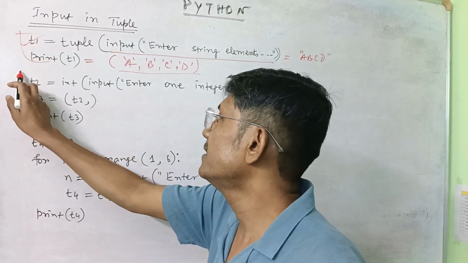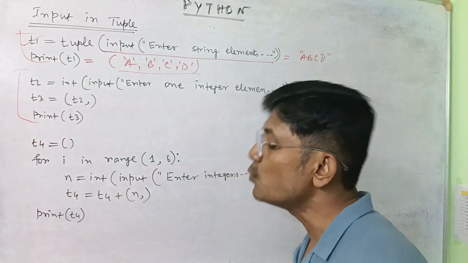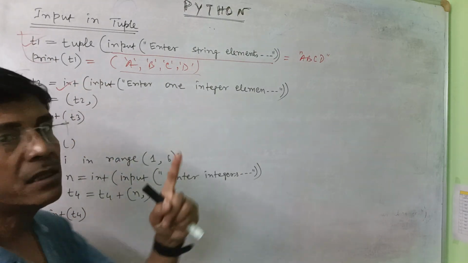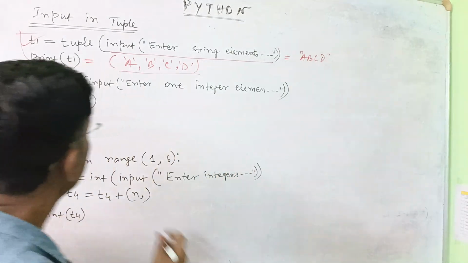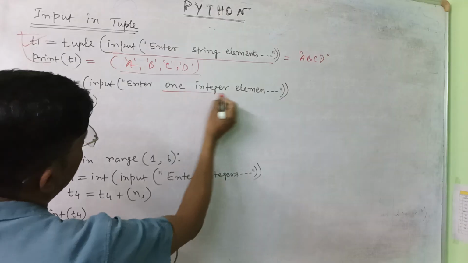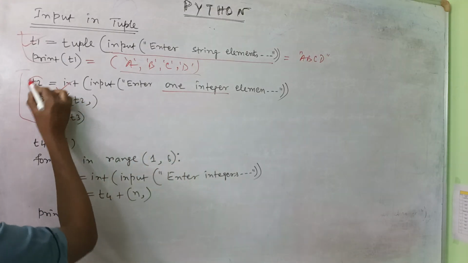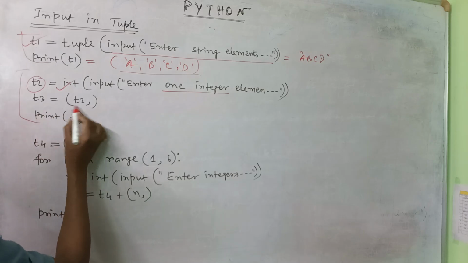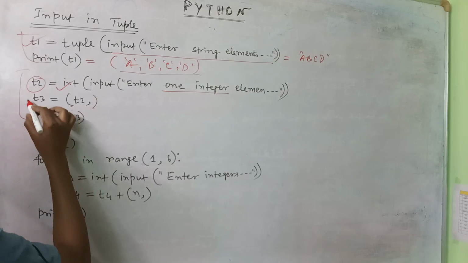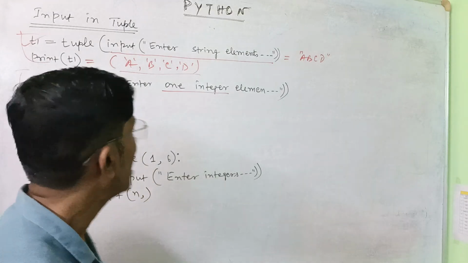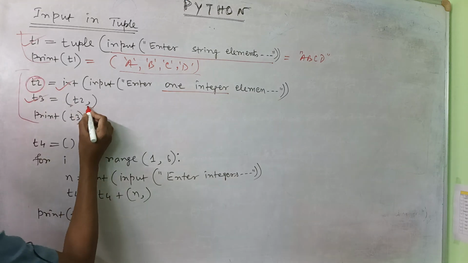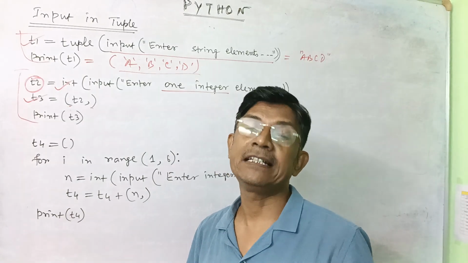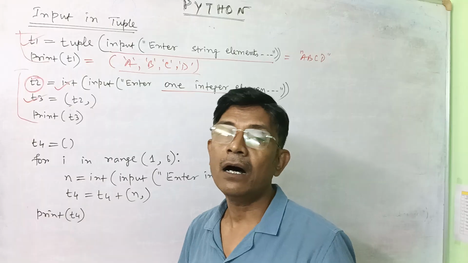The first one is done. Now the second one, t2. You see that here it is an int input, integer type. A single element you are taking, that is integer type: enter one integer element. So t2 will accept the data, and this is the tuple symbol, the round bracket. Then it becomes a tuple, and you write it using a comma. If you write this without a comma, it will behave like an integer value, not a tuple.